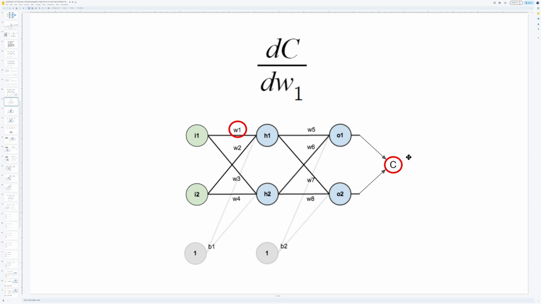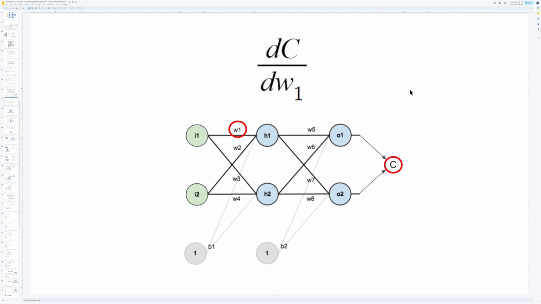And adjusting them all by the same amount, but in the right direction, would completely throw everything out of whack. Normally we would go through and adjust every single weight and bias, but for our example, we're only going to find how W1 affects the cost. Writing out how W1 affects the cost function in calculus terms is as such: dC over dW1.